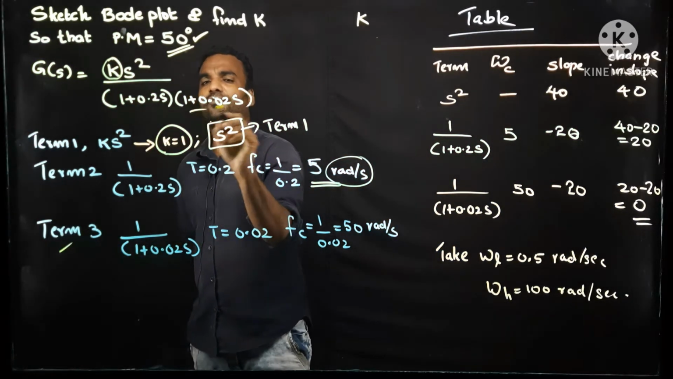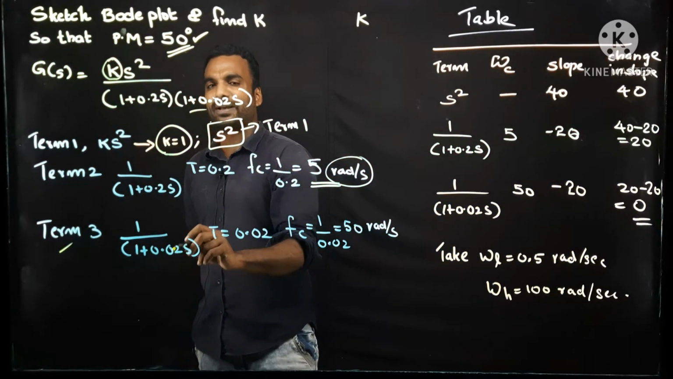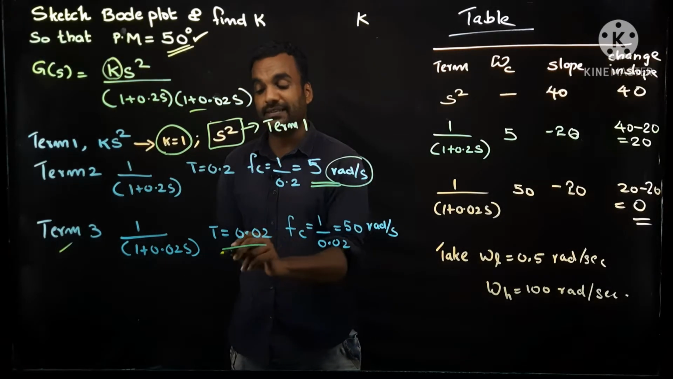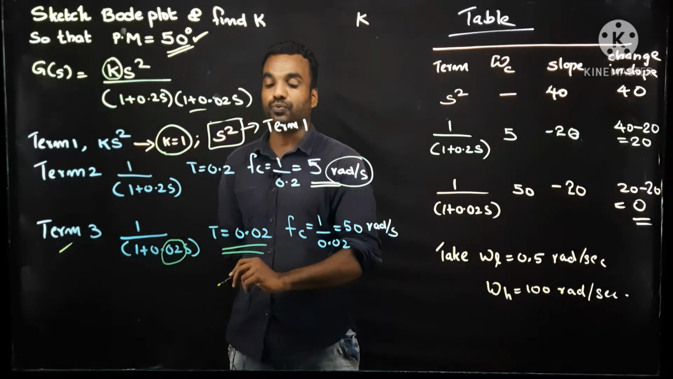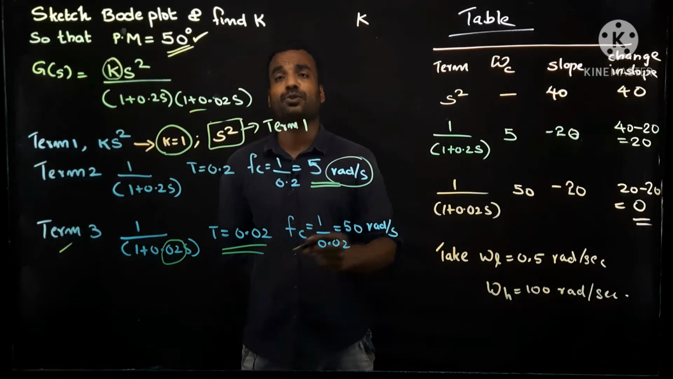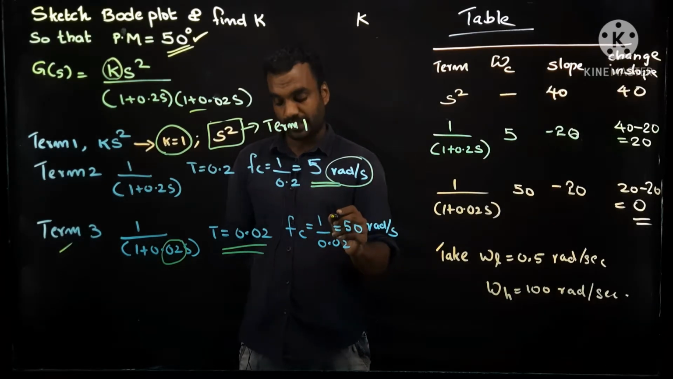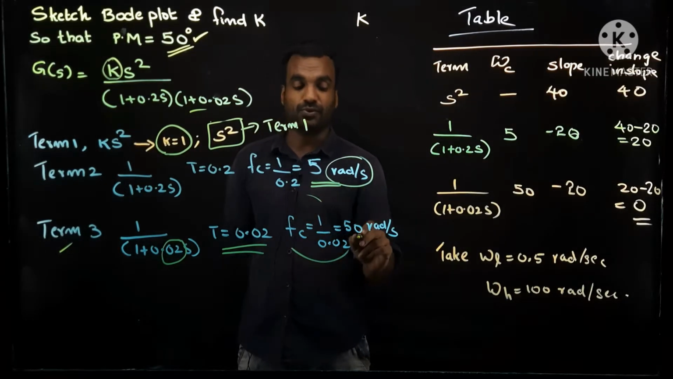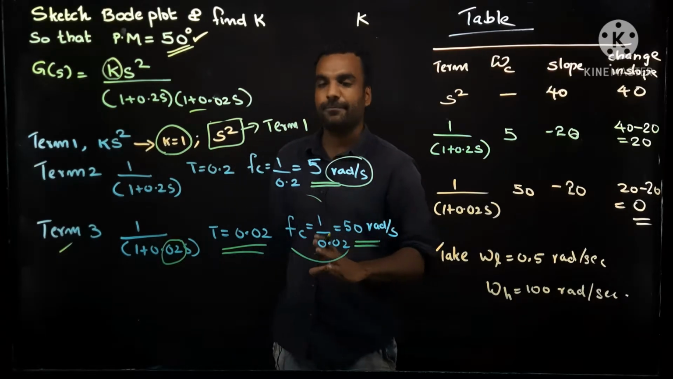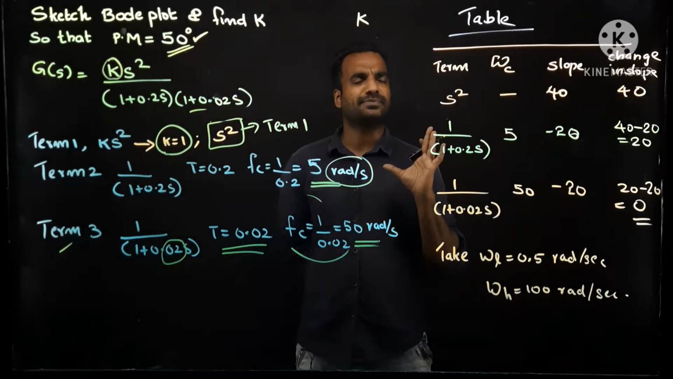And term 3, 1 by (1 plus 0.02 s), where T is equal to 0.02. If T is equal to 0.02, what will be the frequency? That is 1 by 0.02, that is 50 radian per second. So corner frequencies of all the terms are okay.